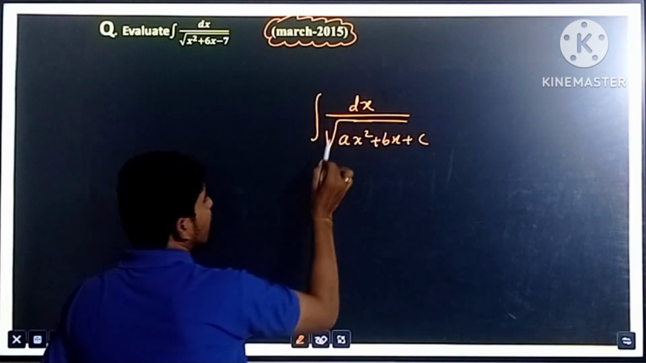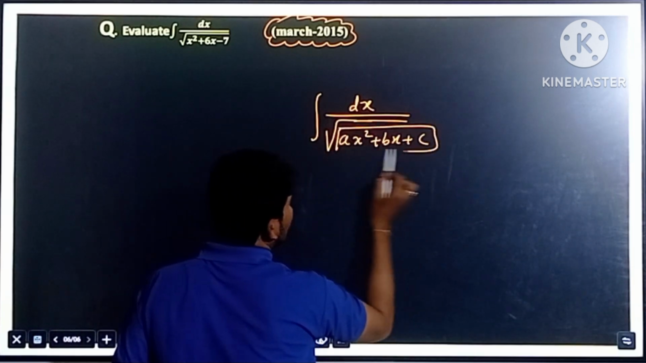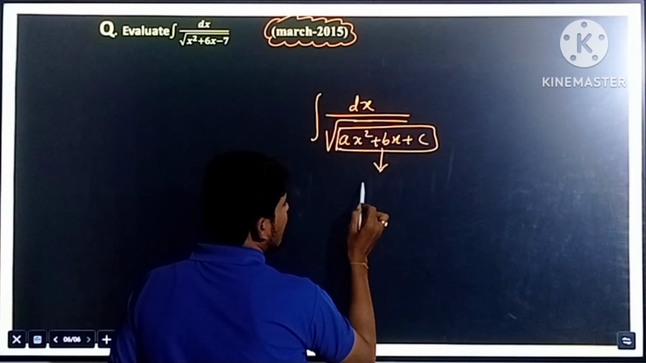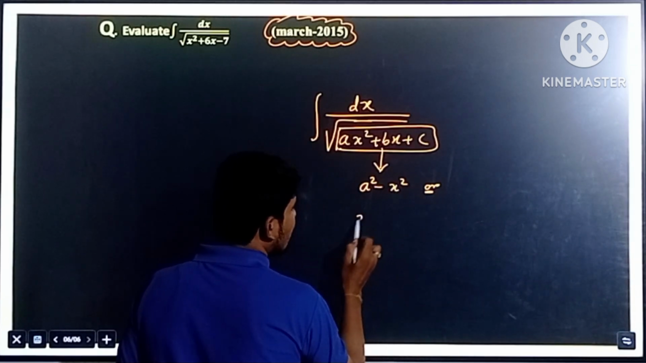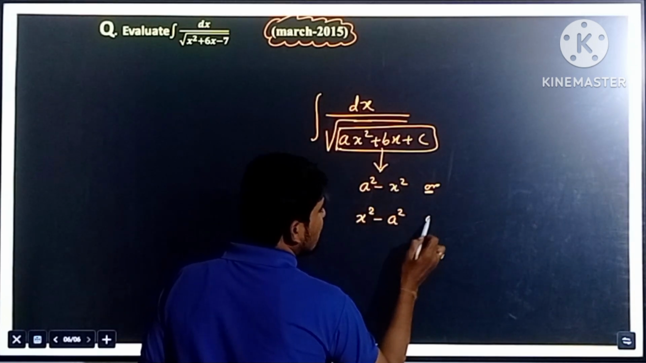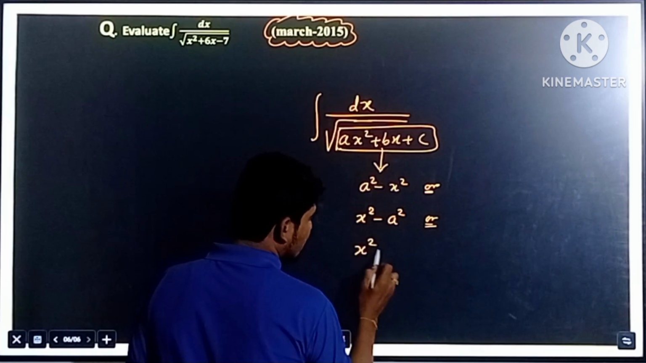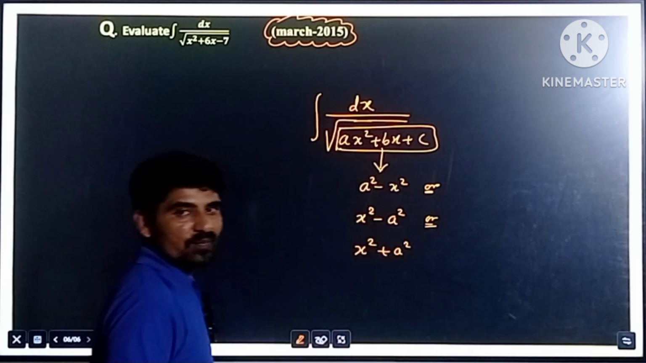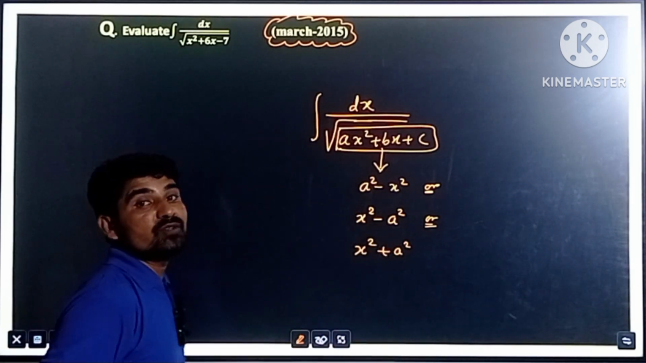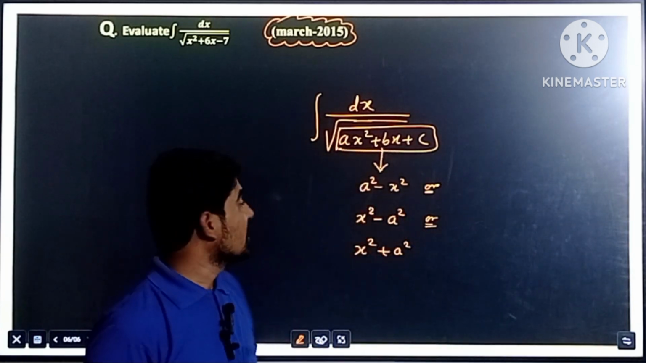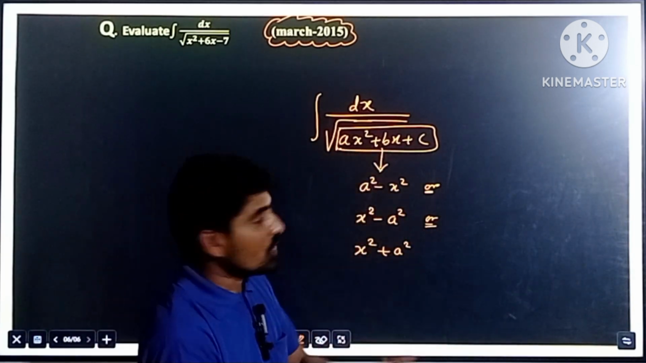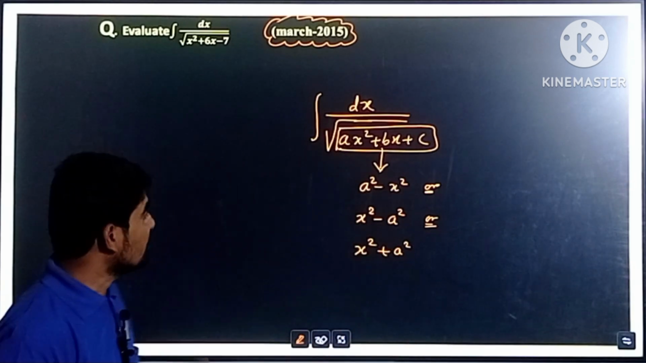It means we need to convert this quadratic expression to which form? Either a square minus x square form, or x square minus a square form, or x square plus a square form. To convert this, we use what? Completing the square method. As you know, that is the procedure to convert this quadratic expression to any one of these forms. What is the first step?